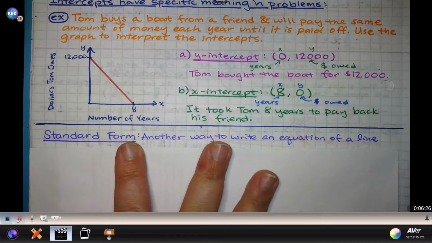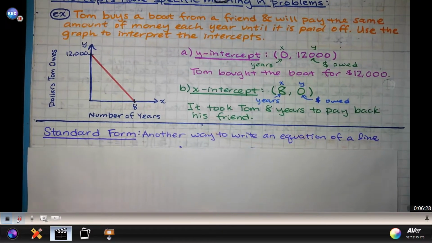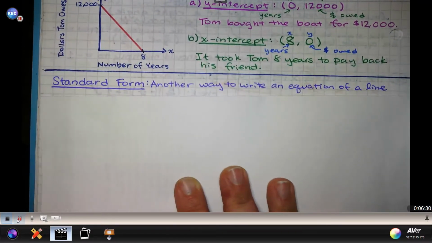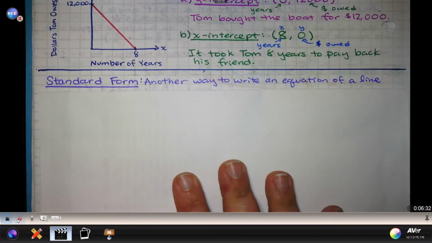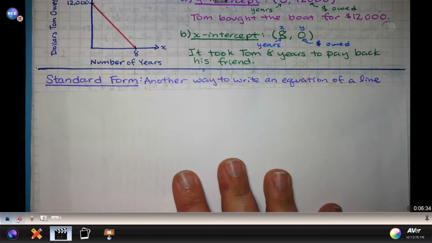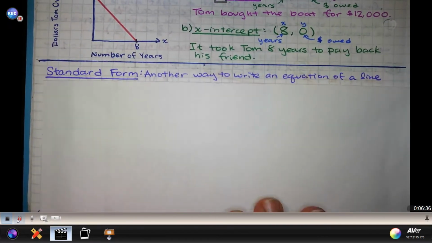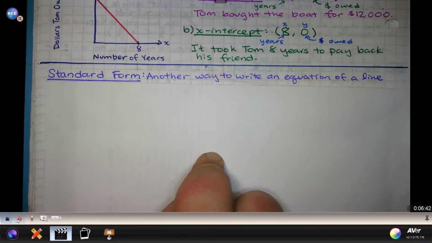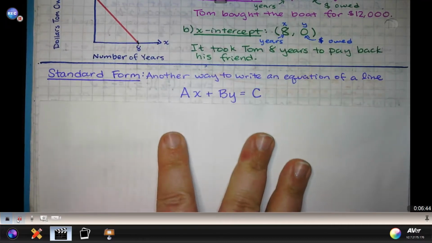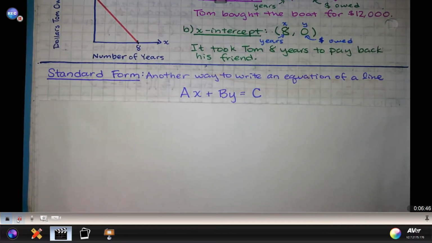Now, I got a line here. I'm going to switch into standard form, which, don't worry, we'll come back to intercepts. So, for standard form, this is just another way to write the equation of a line. So, we have y equals mx plus b, which is slope-intercept form, because you can literally point to the slope and point to the intercept. Standard form is written like this: ax plus by equals c.